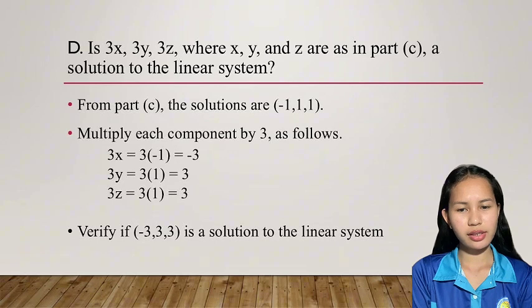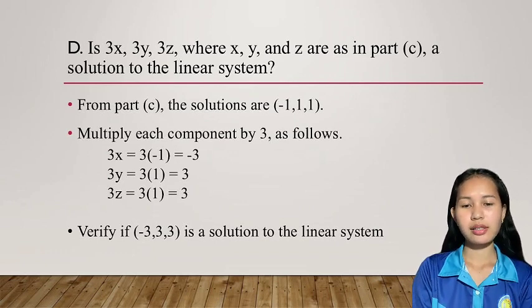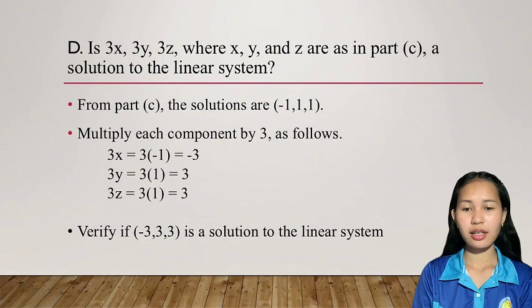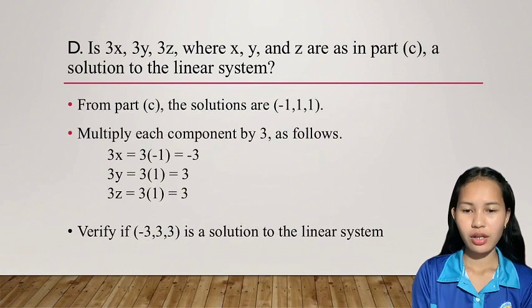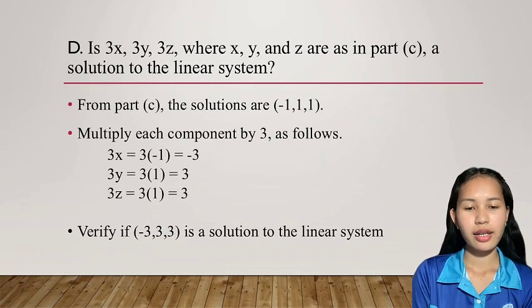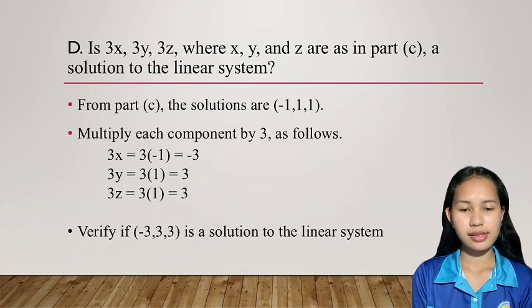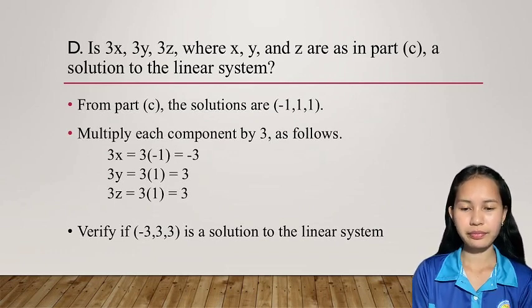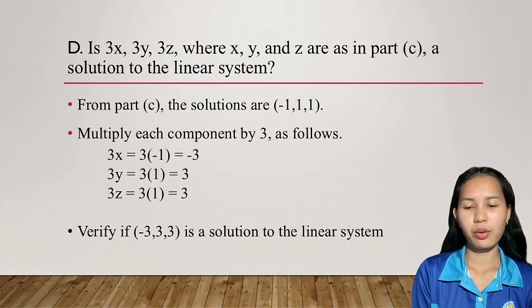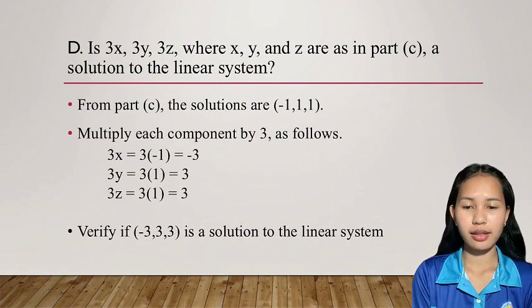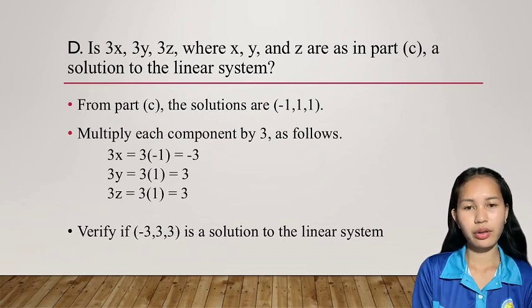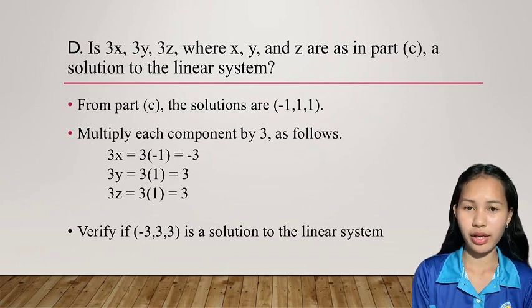So, is 3x, 3y, 3z, where x, y, and z are as in part C, a solution to the linear system? From our part C, we obtained the solution negative 1, 1, and 1, wherein our x is negative 1, our y is 1, and z equals 1. Next, we are going to multiply each component by 3 since we are given 3x, 3y, and 3z. So we are going to substitute the values of our x, y, and z.